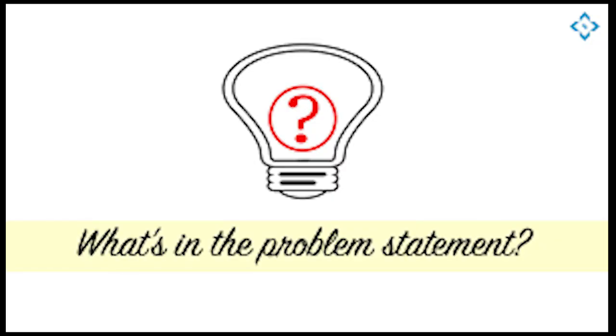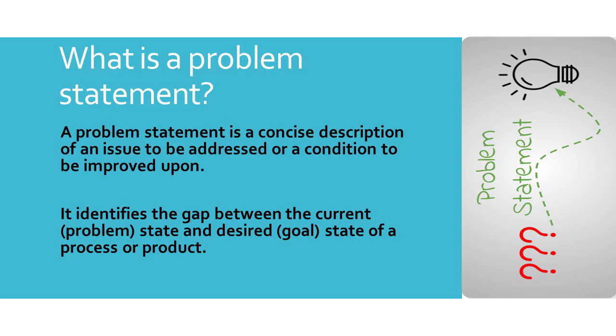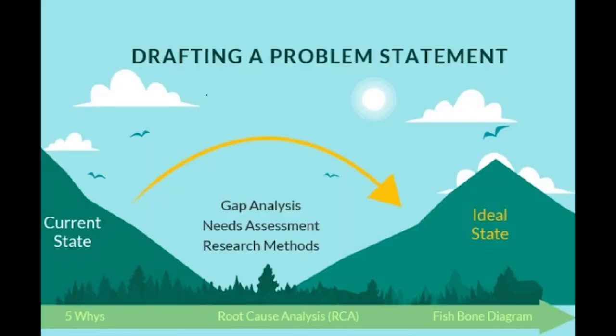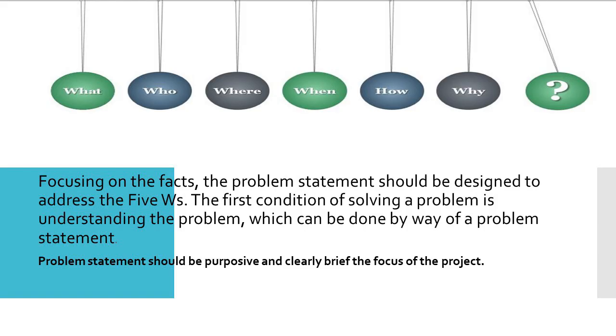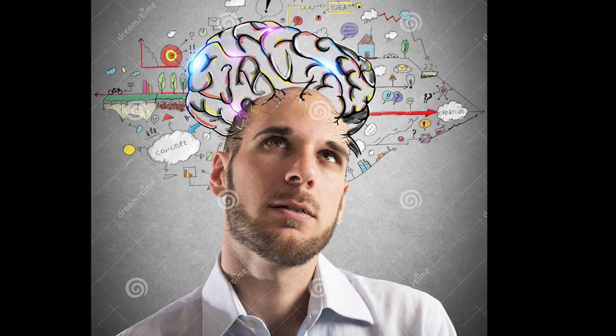Moving forward, let us talk about what a problem statement is. A problem statement is a concise description of an issue to be addressed or a condition to be improved upon. It identifies the gap between the current problem state and the desired state of a process or product. The problem statement should be designed to address the 5 W's. The first condition of solving a problem is understanding the problem, which can be done by way of a problem statement. Problem statements are widely used by businesses and organizations to execute process improvement projects.